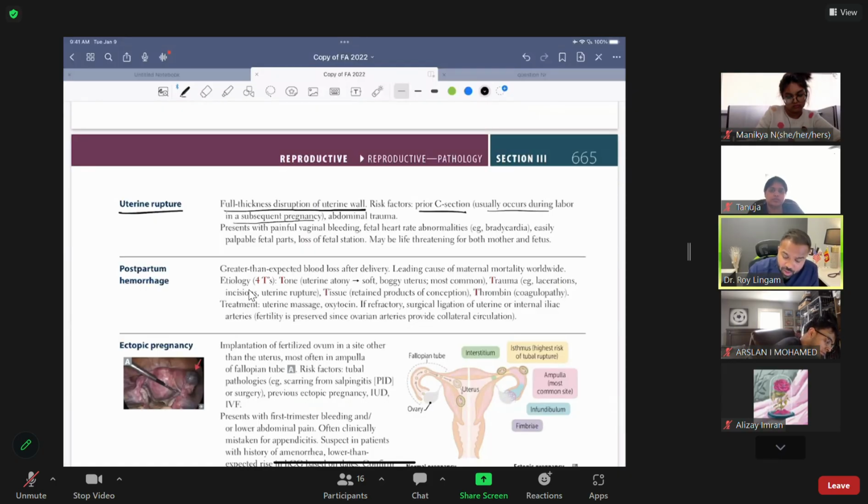Abdominal trauma and stuff. It presents with painful vaginal bleeding, fetal heart rate abnormalities, and easily palpable fetal parts. That's important. Easily palpable fetal parts. Why? Because the fetus is outside the uterus now, so you could see it. It's life-threatening for mom and fetus. Life-threatening.